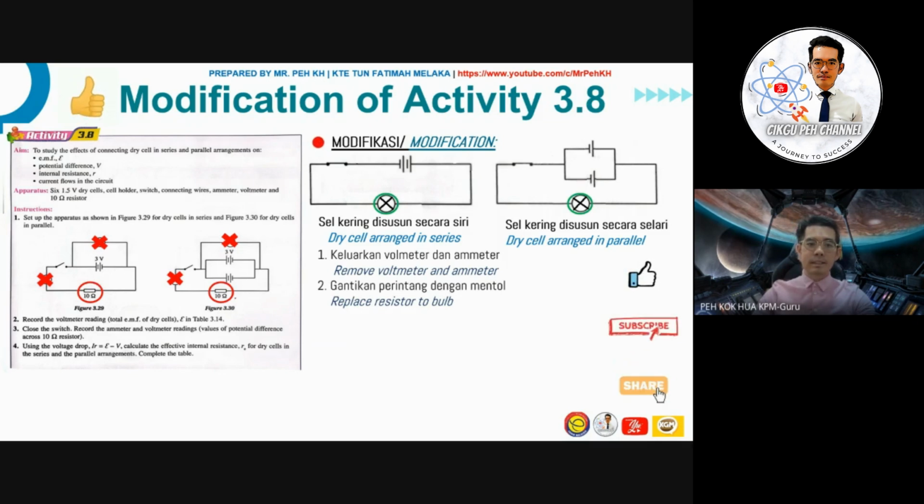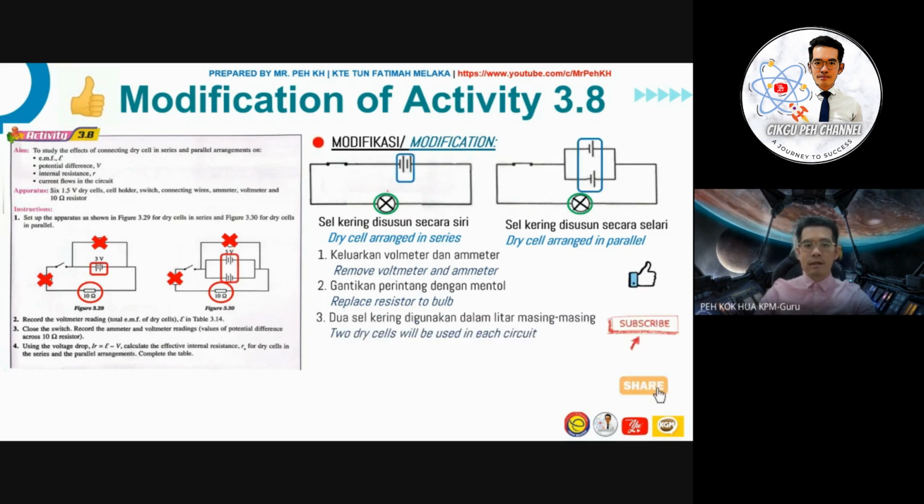Second, I replaced the resistor with a bulb because we want to see the effect of the arrangement of the battery on the brightness of the bulb. Then again, I fixed the number of batteries for both arrangements, where I am only using 2 batteries compared to the actual experiment in activity 3.8. There will be 2 batteries for the series circuit and 4 batteries for the parallel circuit.